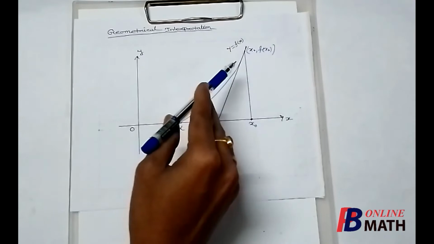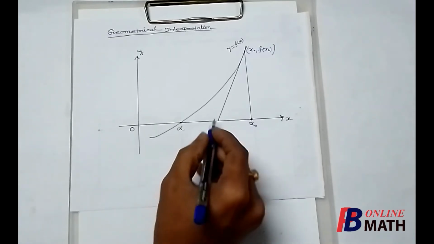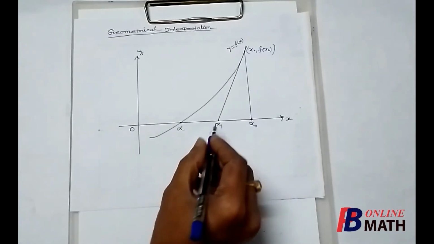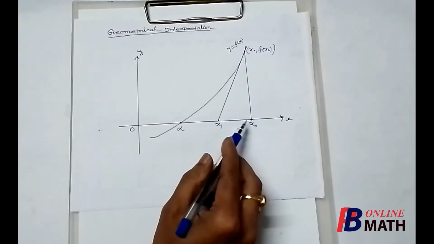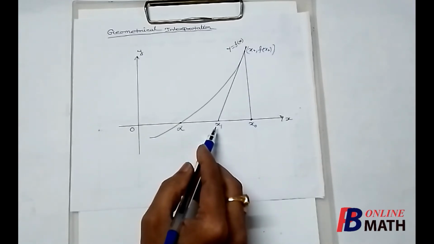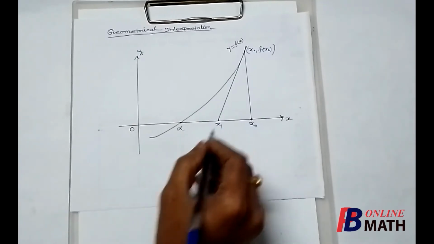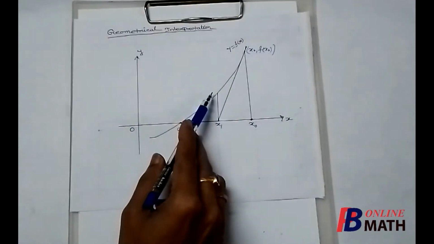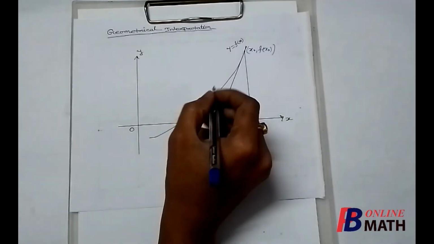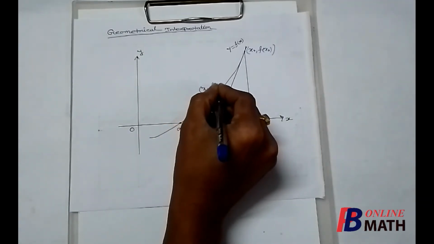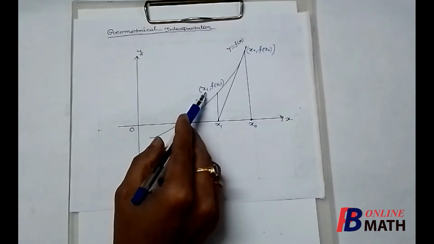So if we draw this tangent, then this tangent will cut the x-axis at some point. Now we call this point x1. So this is the next approximation of the exact root alpha. So x0 is the initial approximation and x1 is the next approximation or the better approximation. Now again we shall draw the perpendicular at this point x1. Now if we draw the perpendicular at this point x1, then this perpendicular will cut the curve at this point (x1, f(x1)). So the coordinates of this point is (x1, f(x1)).